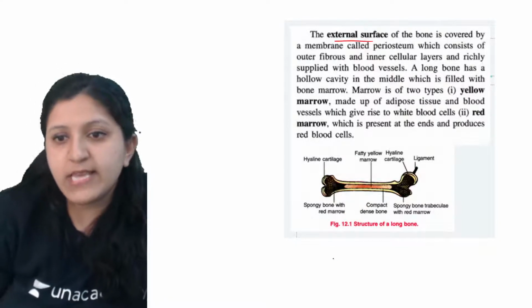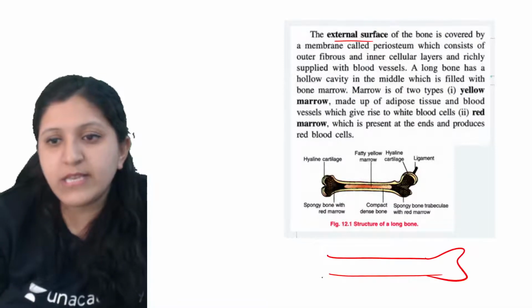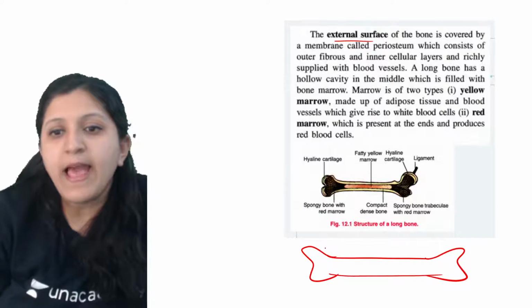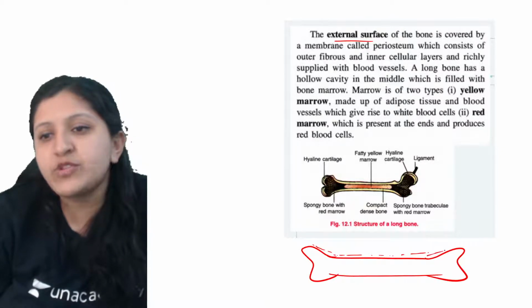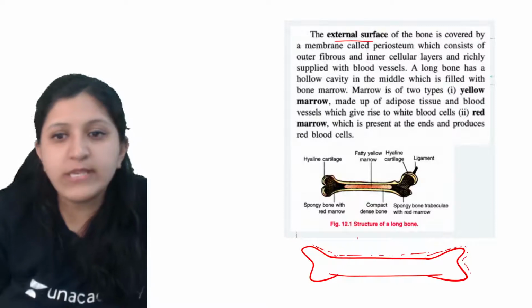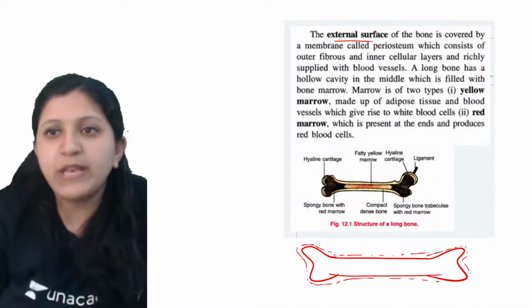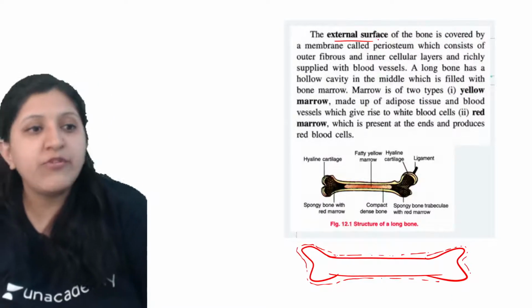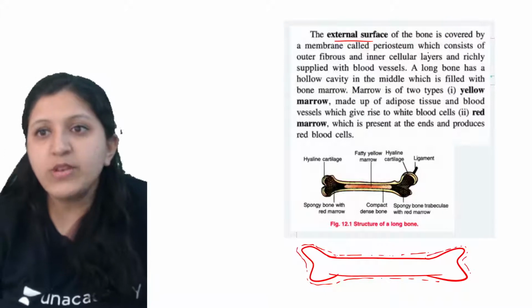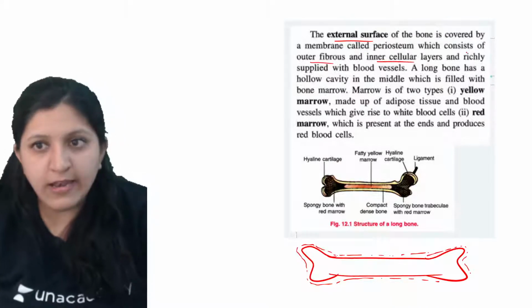Let's say there is a bone here. This is the bone and there is a covering for it. The external surface of the bone is always covered with the periosteum. Periosteum is basically a membranous covering for a bone, which consists of an outer fibrous layer and an inner cellular layer.